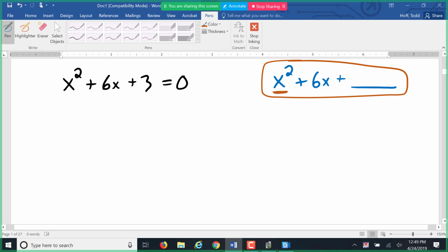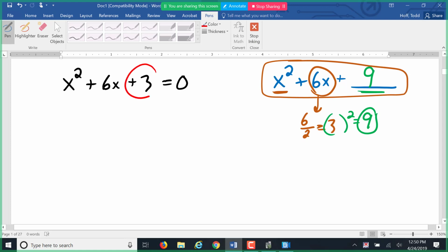Of course, the first term had to be x squared. We took the middle term and we divided it by 2 to get 3x. And then we squared that. 3x squared is 9. Oops, we don't need the x. We just take the value, the 6, divided by 2 is 3. 3 squared is 9. 9 is the number that needs to go in there to make this a perfect square trinomial.